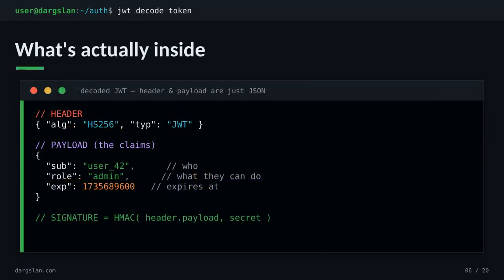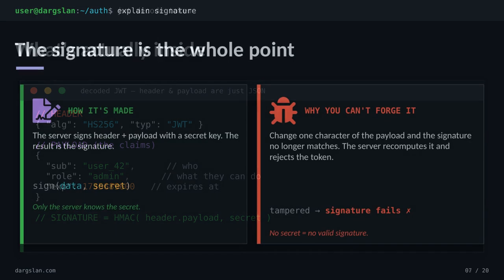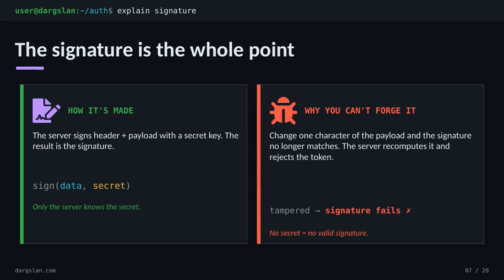And once you decode it, there's no magic. It's just JSON. The header is a tiny object naming the algorithm and type. The payload holds your claims. Sub tells you who the user is. Role tells you what they're allowed to do. And exp is the Unix timestamp marking when this token stops being valid. The signature down at the bottom is an HMAC of the header and payload, mixed with a secret only your server knows. And that signature is really the whole point of the design.